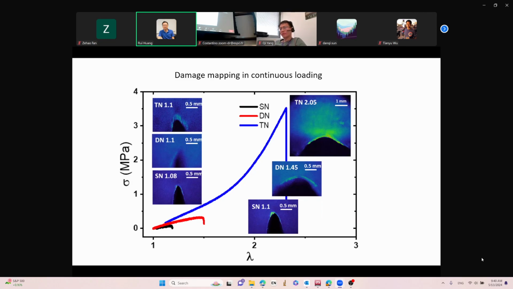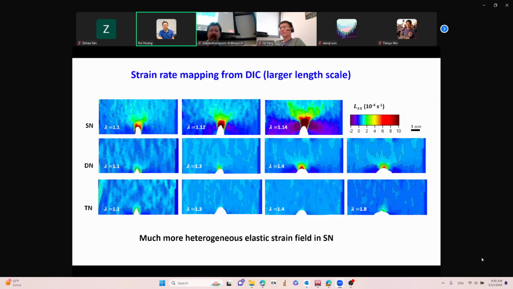But here, what I'm showing you is that before you have any fast propagation, you already have this very big difference in damage. In the regular network, you have a very small damage zone here, which propagates continuously. In these large, highly pre-stretched networks, you see progressive damage without propagation. And then it looks like at a critical value of damage, you have a fast propagation, which is a bit different from a continuous, dissipation-controlled propagation. What's interesting is now let's look at the strain mapping.